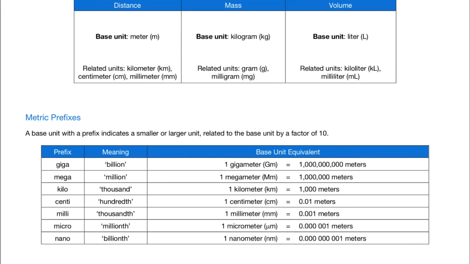Now, the metric system gets its power from prefixes. These prefixes allow us to measure things that are very big and things that are very, very small. For instance, by applying the prefix giga in front of meter, we can measure something that's very, very big, 1 billion meters in size. And by applying the prefix nano in front of meters, we can measure something that is very, very small, 1/billionth of a meter in size.